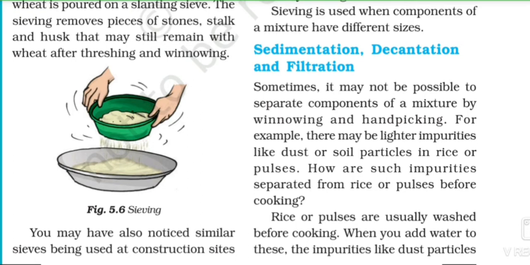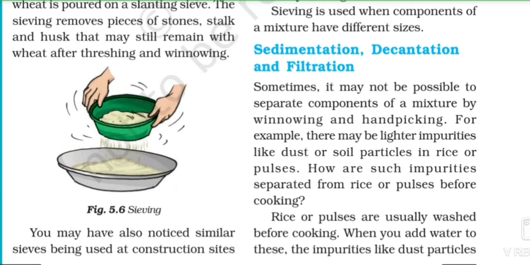Sometimes it may not be possible to separate the components of a mixture by winnowing and hand picking. For example, there may be lighter impurities like dust or soil particles in rice or pulses. You might have seen that in rice or in some pulses and grains there are very light particles, and sometimes clay or soil particles remain which cannot be hand picked. So how are such impurities separated from rice or pulses before cooking?